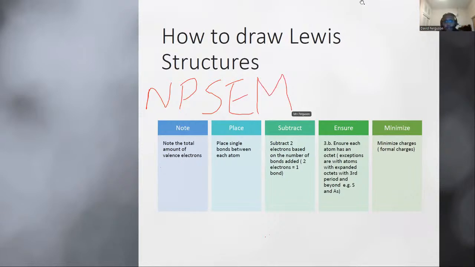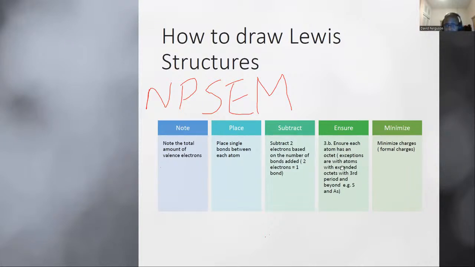NPSEM. So: note, place, subtract, ensure, or minimize. Note the total amount of valence electrons. P, place single bonds between each atom. S, subtract two electrons based on the number of bonds added. E, ensure each atom has an octet.